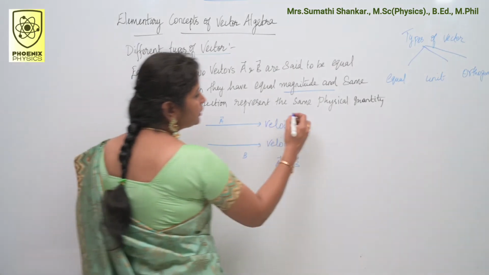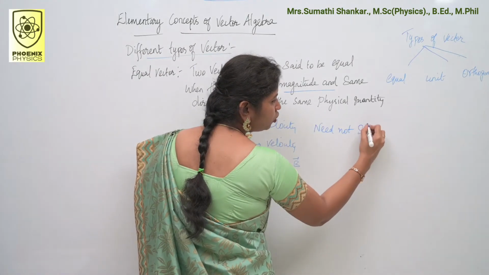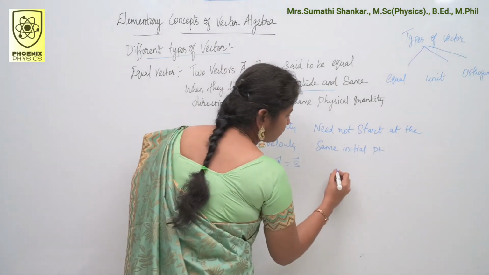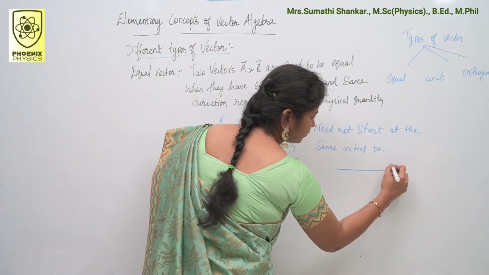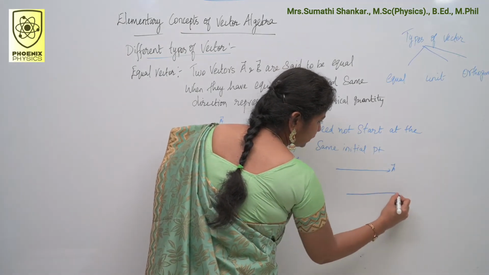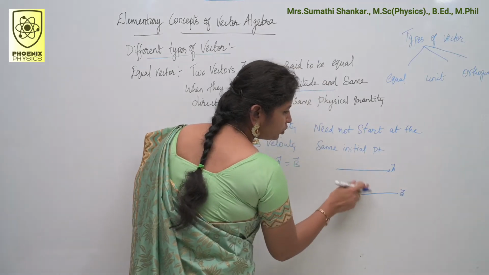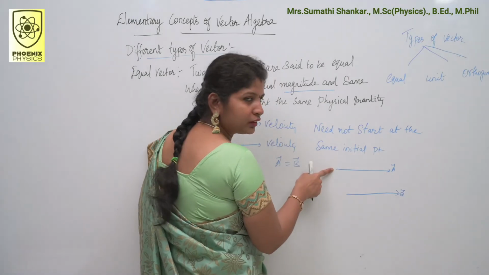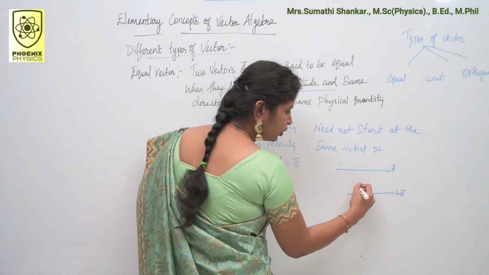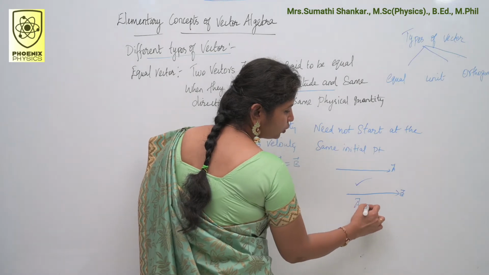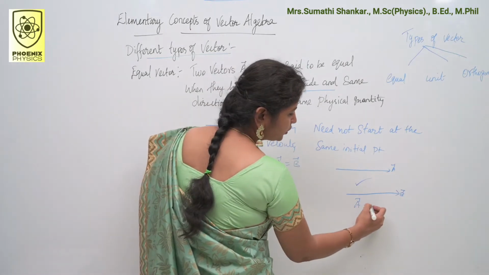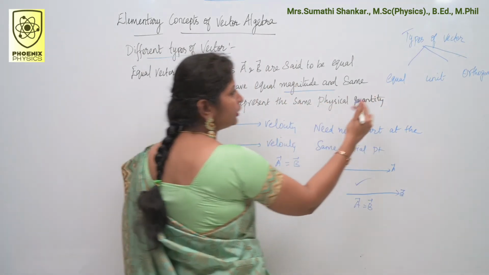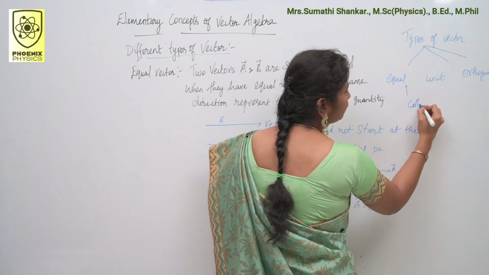Here, equal vectors need not start at the same initial point. For example, this is my A vector and this is my B vector. Both vectors have equal magnitude and the same direction, but the starting point is different. So this is also an equal vector. How do you represent an equal vector? A is equal to B. This equal vector is further divided into collinear vectors.